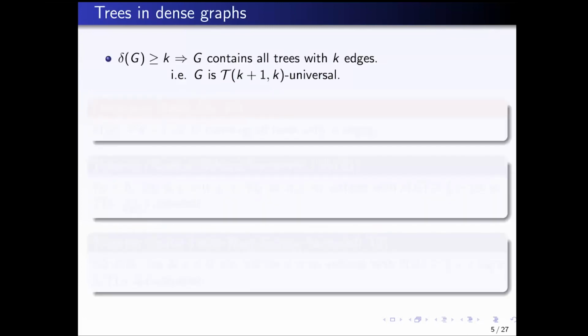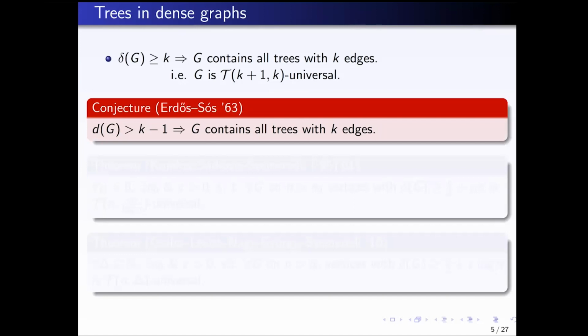Then F-universal means I embed all of them in the host graph. So for trees in dense graphs, one should probably start with this really textbook result. If your graph has minimum degree k, then you can embed all trees with k edges in your graph. In other words, this G is T(k+1, k)-universal, like n equals k plus 1.